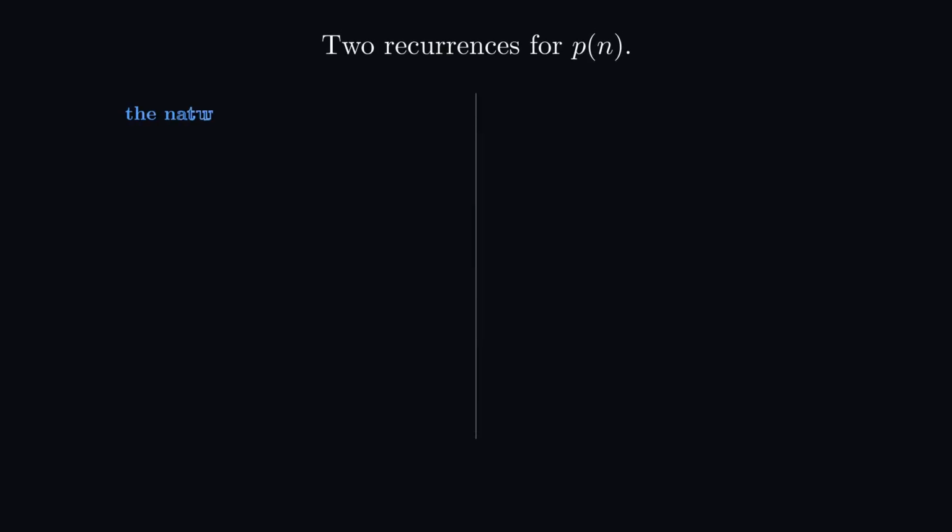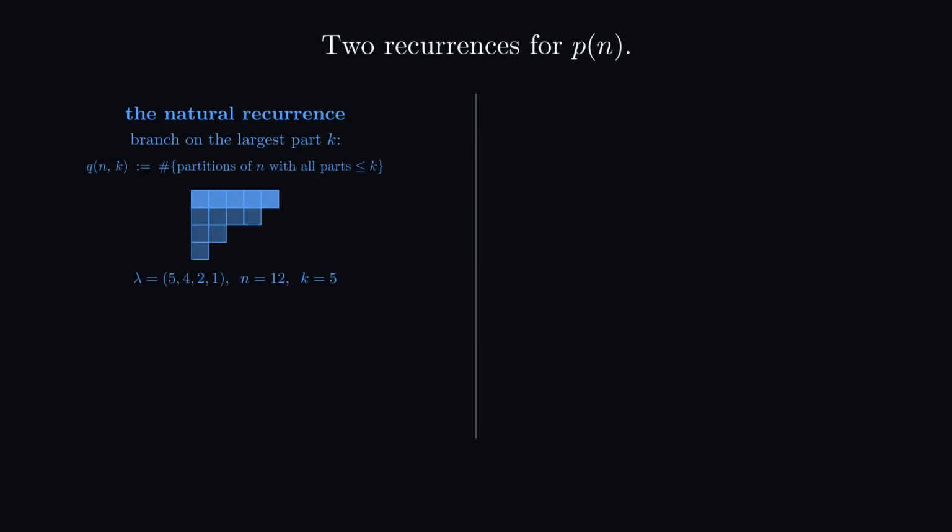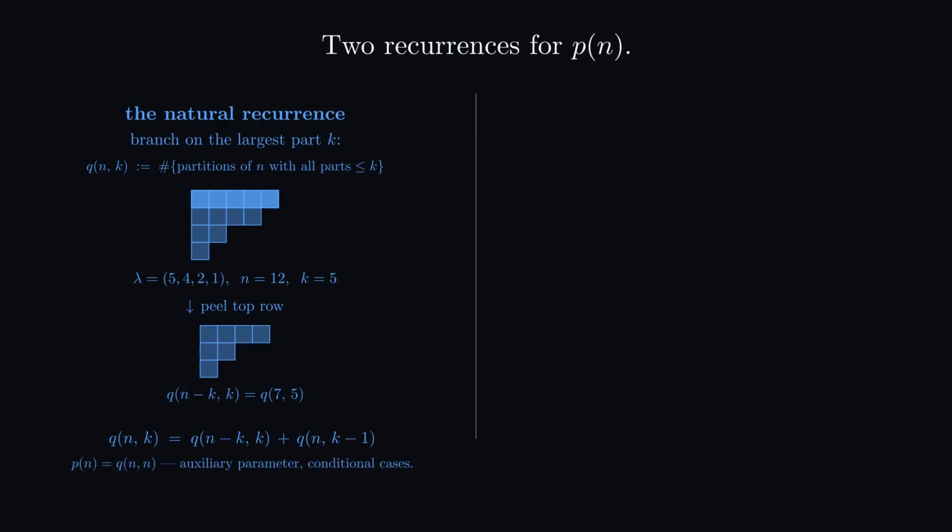There is a natural recurrence. Pick the largest part k and peel off the top row of length k. What remains is a smaller partition with parts no larger than k. Recurse and branch over every choice of k. This form needs an auxiliary parameter and conditional boundary cases.